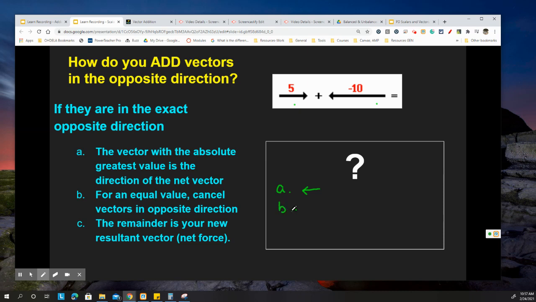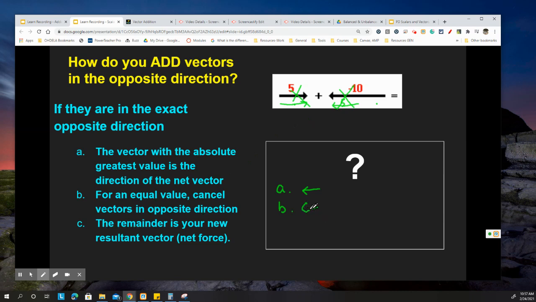B says, for an equal value, cancel vectors in the opposite direction. I have a vector right with 5 newtons magnitude. I can cancel a vector left with 5 newtons magnitude. So I can cancel half of this with my opposite vector. What is my remainder then?